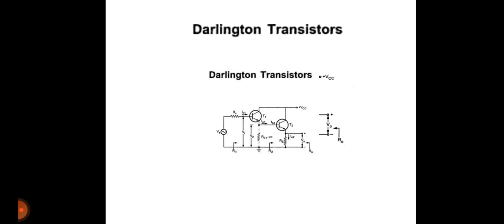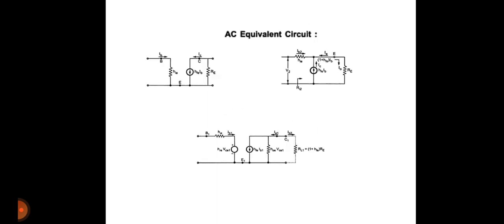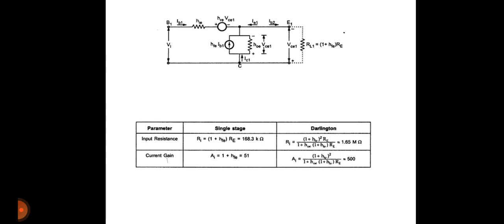Okay, in Darlington you can see the output of first stage, that is emitter, is given as input to the second stage. Second stage input is base. Okay, and output will be taken at the emitter of the second stage. So start the analysis from the second stage as shown in figure. So this is how you will find out the input resistance and current gain.